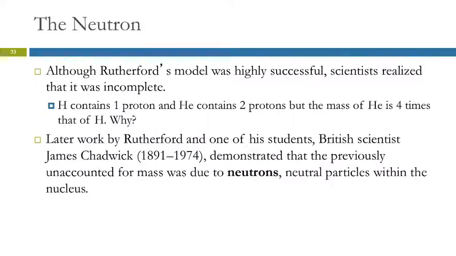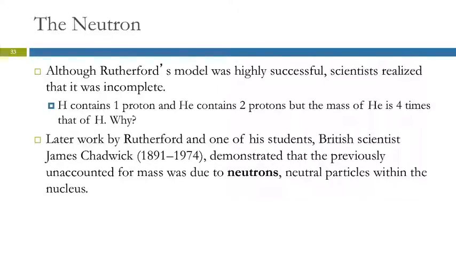So now we've got electrons and protons, and this was great. It explained lots of things, but it still wasn't quite complete. Problem is, if we look at hydrogen, a hydrogen atom has one proton, and a helium atom has two protons. We can tell that from the number of electrons from other experiments. So if the protons are the particles that have mass, we would expect that a helium atom would weigh twice as much as a hydrogen atom, because it has two massive particles to hydrogen's one massive particle. But the mass of helium is 4 times that of hydrogen.